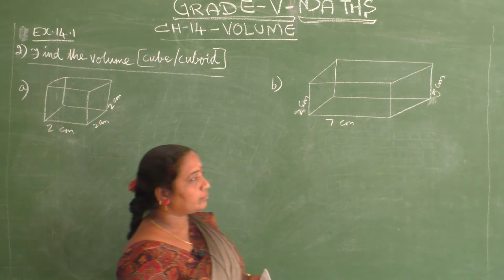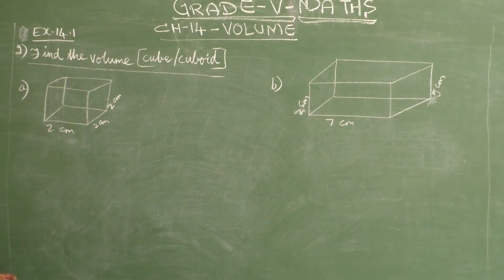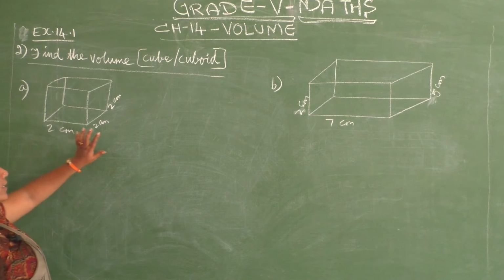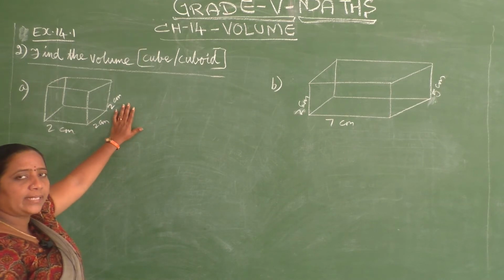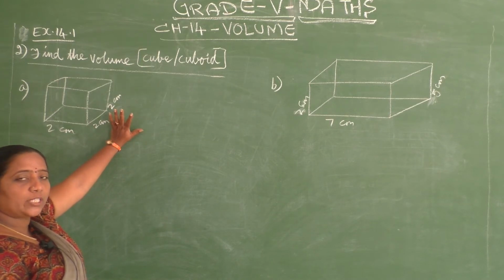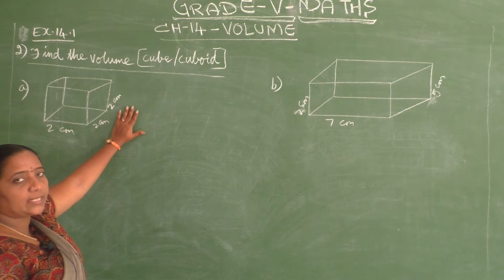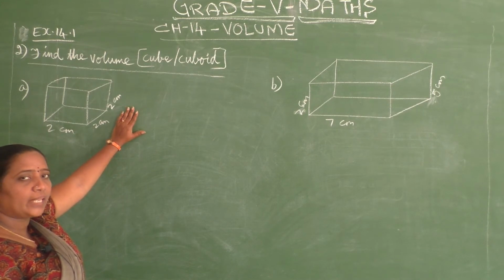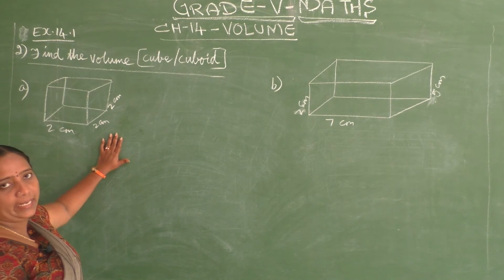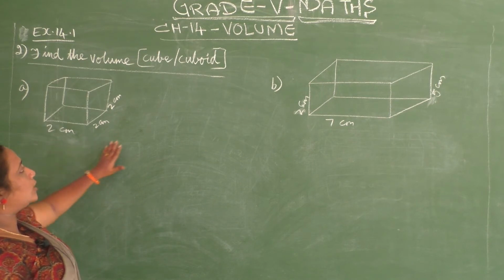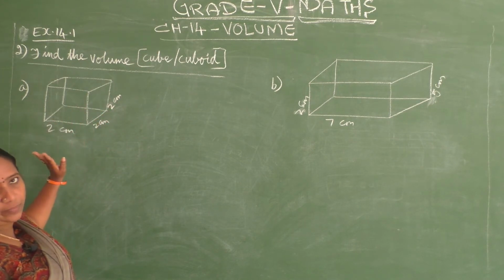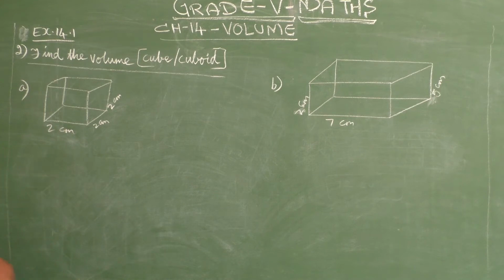Okay, listen, the second Roman, first sum. Here they gave the measurements: 2 centimeter, 2 centimeter, 2 centimeter. That means all measurements are equal. Is this a cube or a cuboid? Yes, very good, cube only. All sides have the same measurements. So now we find out it's a cube. First answer, it's a cube.